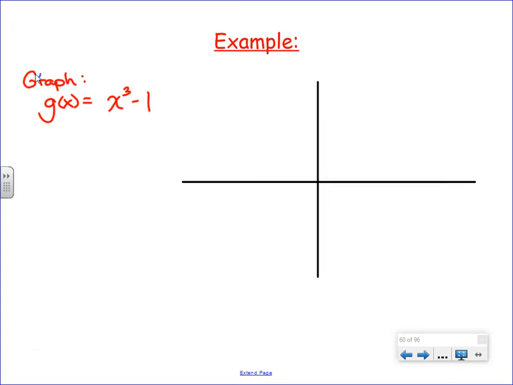We see the shift, right? How would you verbalize the shift? One unit down. Vertical translation, down 1. But who's going down 1? The whole x cubed. This is f of x. This is my parent function.